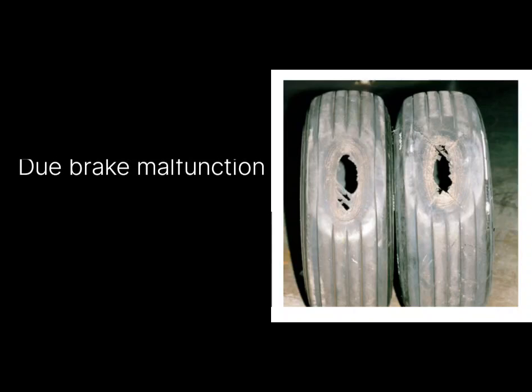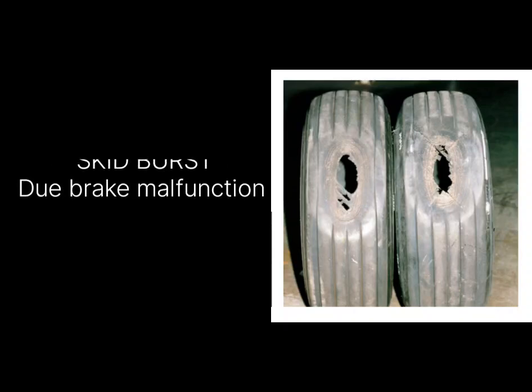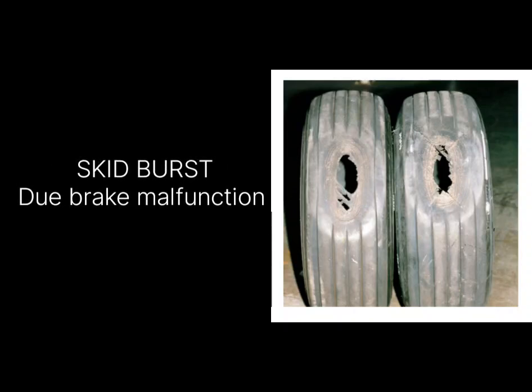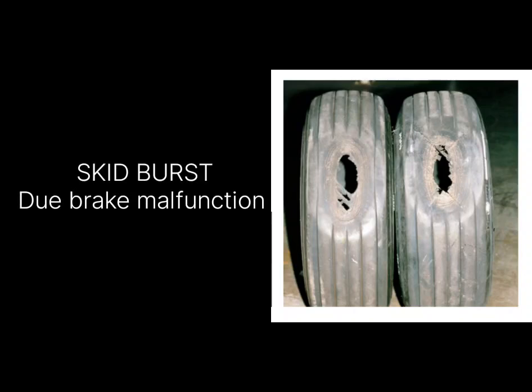Another type you can see in the image is skid burst. Skid burst results from brake malfunction or locking of the wheel, most often during landing. Without tire rotation, the rubber and carcass plies quickly wear. This can cause bursting of the tire, and this situation is also not acceptable when seeing the photos.